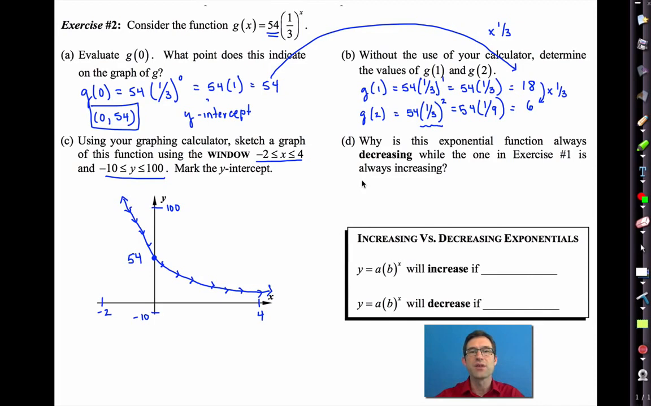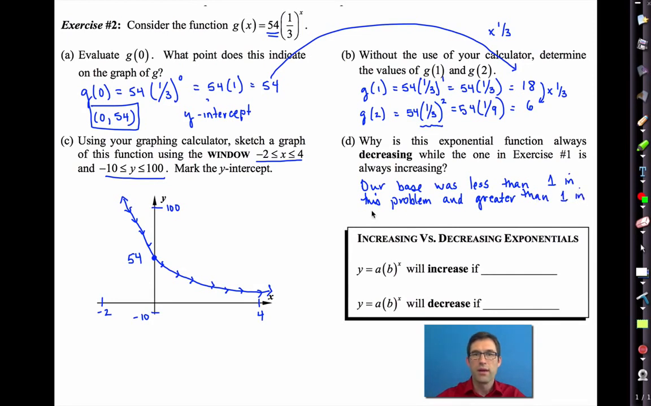Well, in this case, it was because our base was less than 1 in this problem and greater than 1 in the previous problem. Now watch out. Some people will jump to an incorrect conclusion. Not so much an incorrect conclusion, but an incorrect statement. They'll say something like, well, in this case it was decreasing because the base was fractional, and in the last case it wasn't. It doesn't have anything to do with fractions.